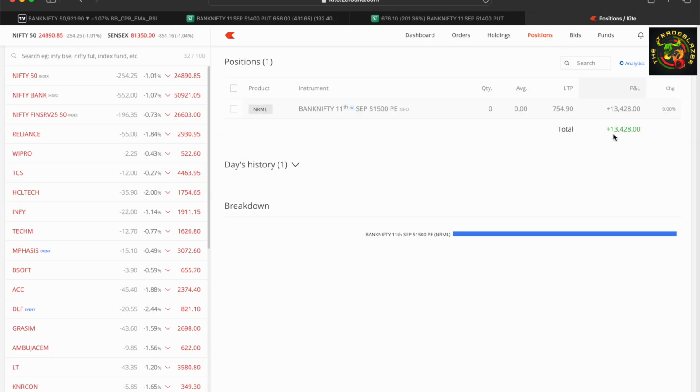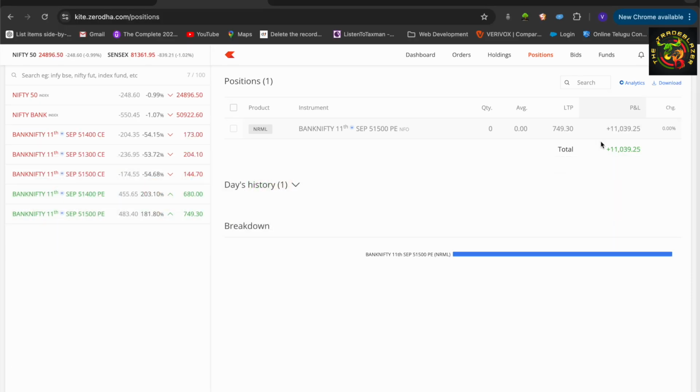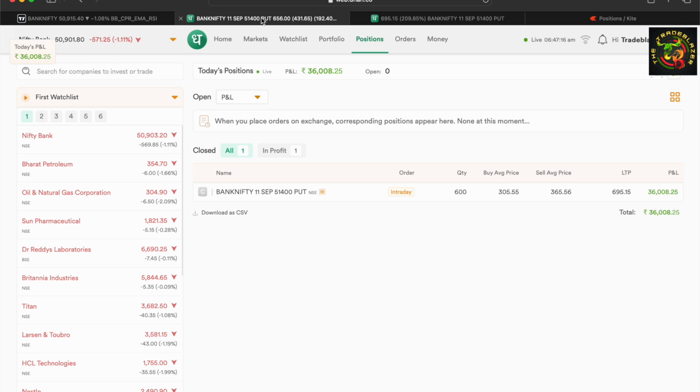And then in Zerodha I have made around 13,500 profit. And today, normally I don't trade, but today I have traded in one more account and made 11,000 of profit. So overall it's 61,000 of profit for today.